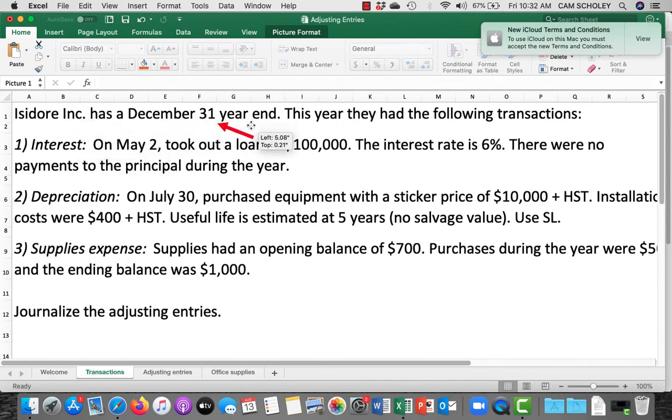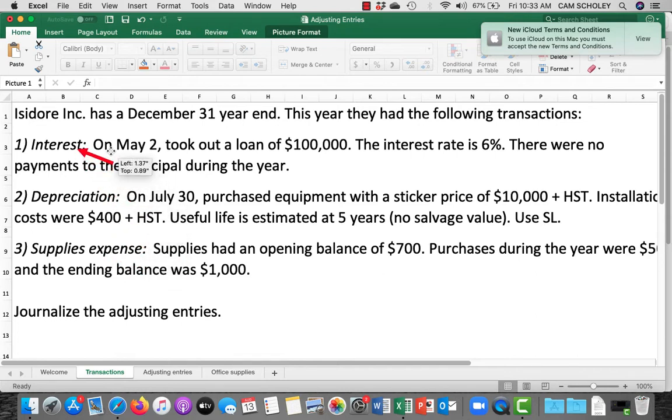with a December 31st year end, and here are a few transactions that they've had this year. So we're going to look at interest that accrues even if we haven't paid it. Two, we'll look at depreciation expense, especially in the first year of a new asset. And then third, we're going to look at how you calculate supplies expense at the end of the year. So we're going to try to keep it pretty simple.